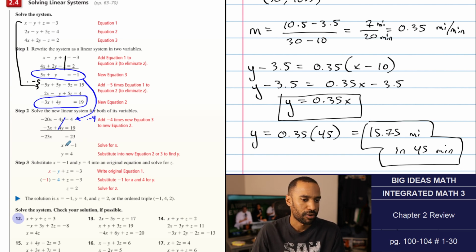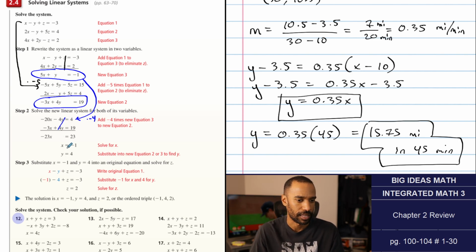Now you got to substitute negative 1 for x into one of these 2 equations right here to solve for y. They don't even show the work, so I'll just let them assume. Like 5 times negative 1 is negative 5. Add 5 to both sides, you get y equals 4.